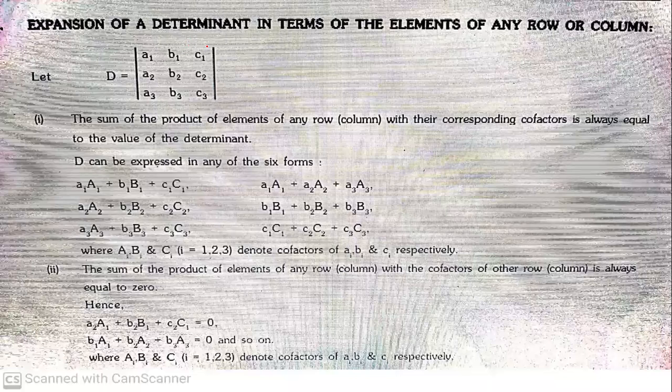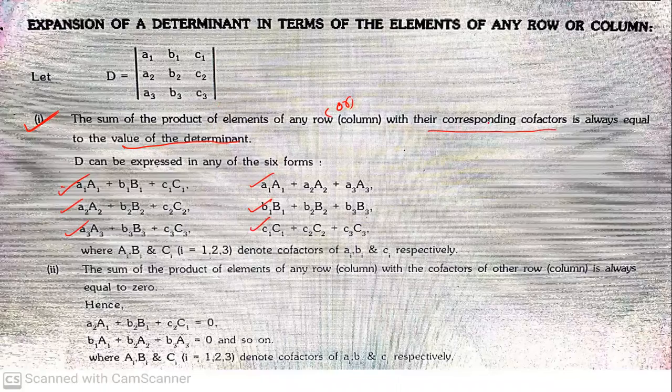How to expand this determinant? Still, some students are confusing. Let me explain. First, we see the first property, dear students. The sum of the products of the elements of any row or any column with their corresponding cofactors is always equal to the value of the determinant. See carefully. How many ways? First row, second row, third row, first column, second column, third column. So totally there are 6 ways.